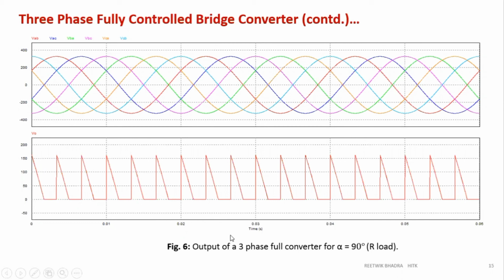So that's why I have taken an example beyond 60 degree. It is very important for you to understand this. Beyond 60 degree, your load becomes discontinuous. If it is RL load, which we will study in next week's lecture, then only we will get the negative voltage. If it is R load, then that negative part of the voltage will be 0.